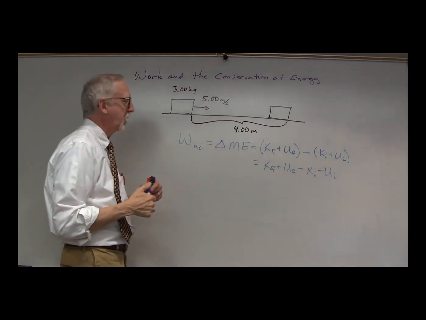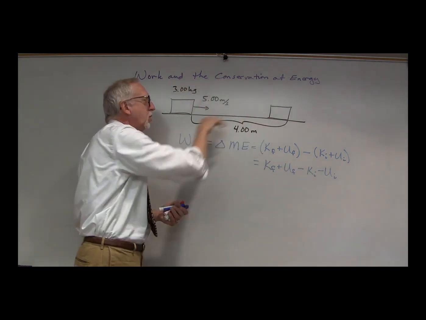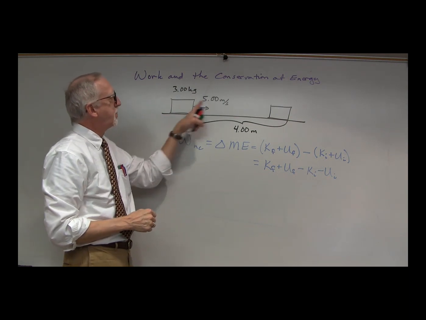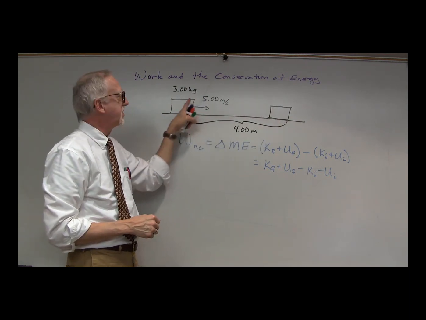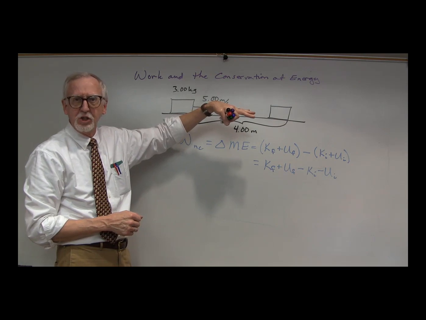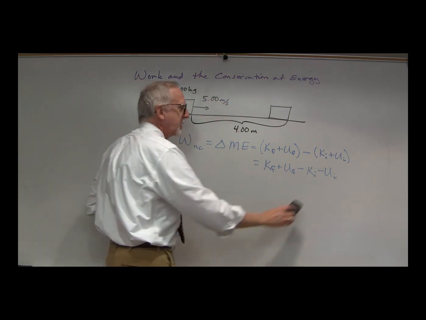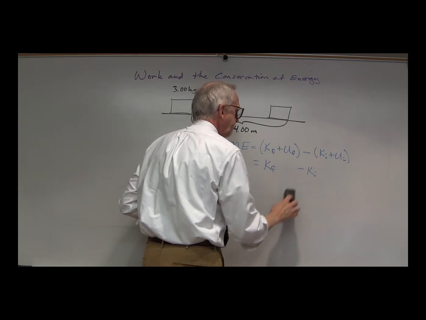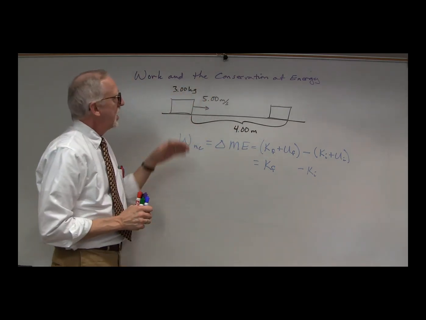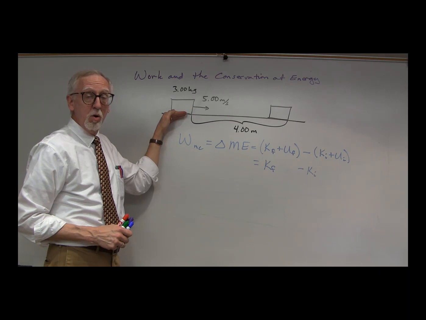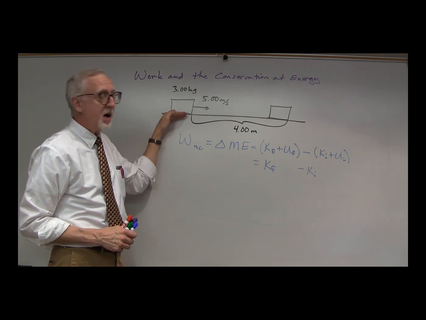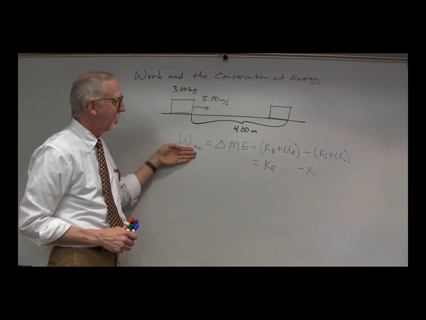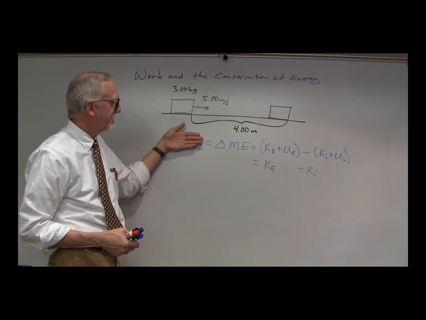K final plus U final minus K initial minus U initial. Okay, there we go. First, since we're on a horizontal surface, the final potential energy will be the same as the initial potential energy. There's no change in height. So U final minus U initial, those cancel each other out. So we don't have to worry about that. And then the kinetic. If there is no work done by the non-conservative forces, this is going to be 0. So the work done by non-conservative forces is 0.